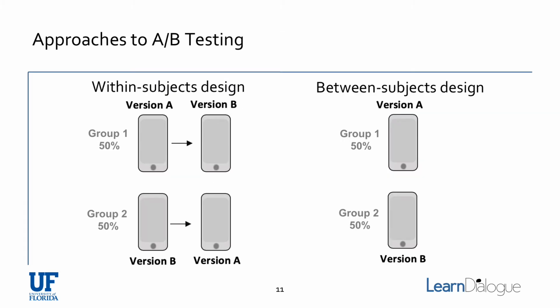There are 2 different procedures used in A/B testing, a within subjects design and a between subjects design. On the left side of the screen, a within subjects design is shown. This design entails that all participants use both versions of the prototype. On the right side of the screen, a between subjects design is shown. This design requires all participants to only use one version. So half of the participants would only use version A, and the other half would only use version B.